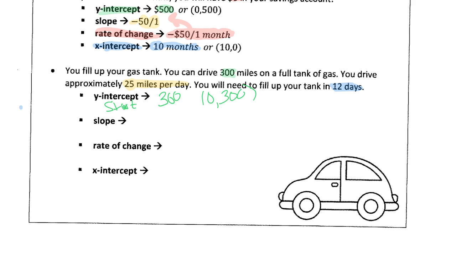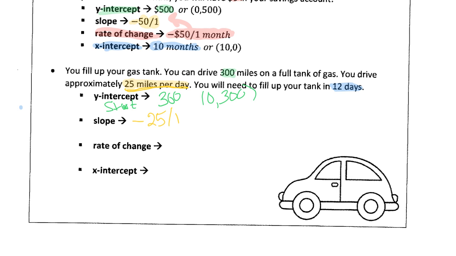Then our slope is what's happening. How much gas is in the tank? Is it going down or is it going up? Our gas tank is going down. It's going negative, negative 25 for every 1 day. That's why it says 25 miles per day.